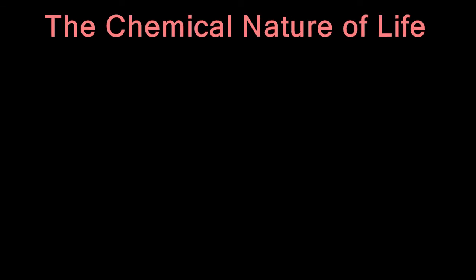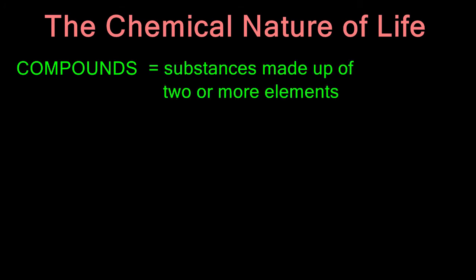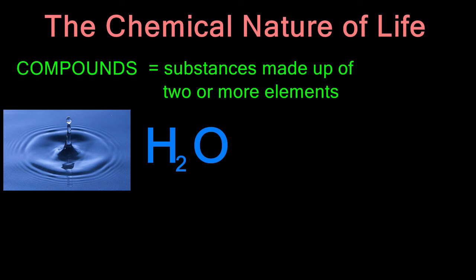Elements can be combined to form compounds. A compound is a substance that is made up of 2 or more elements. An example of a compound is H2O. This is water. H2O is the chemical formula for water.